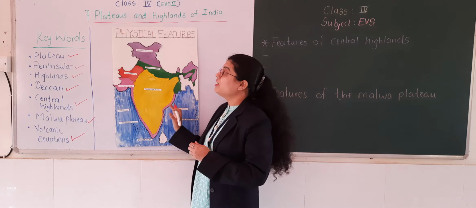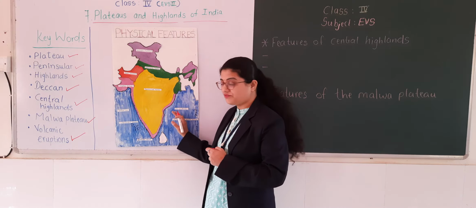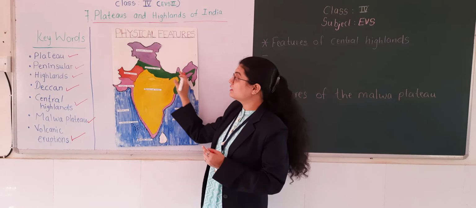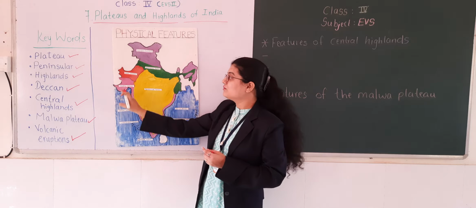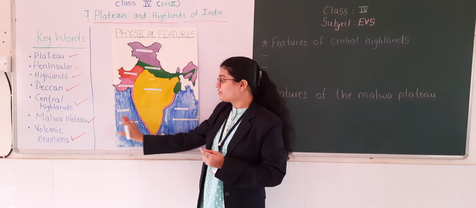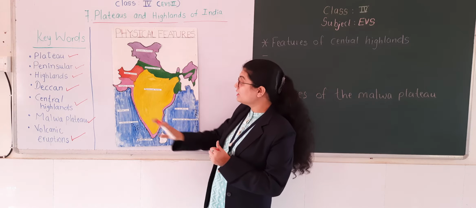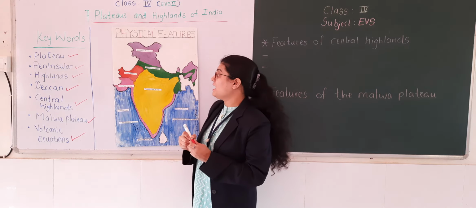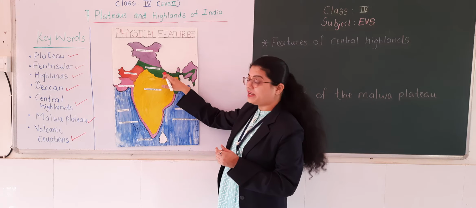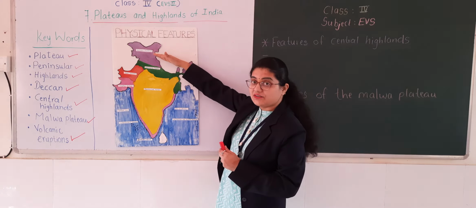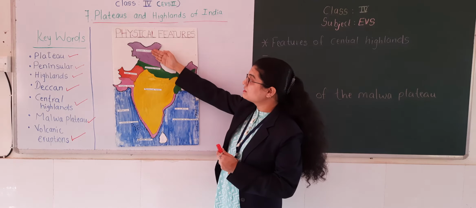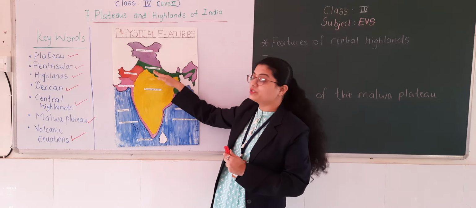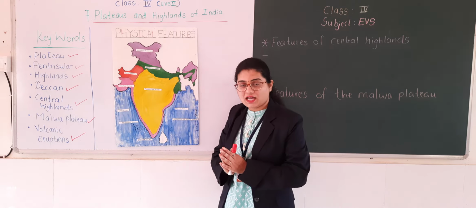Here we have a physical map of India which shows different physical features of India, such as Northern Mountains, Northern Plain, Great Indian Desert, Coastal Plains, Peninsular Plateaus and Islands. In today's class we are going to learn about these peninsular plateaus. On the north side we have Northern Mountains. To the south of the Northern Mountains, we have Northern Plains. And below the Northern Plains, to the south, we have peninsular plateaus.